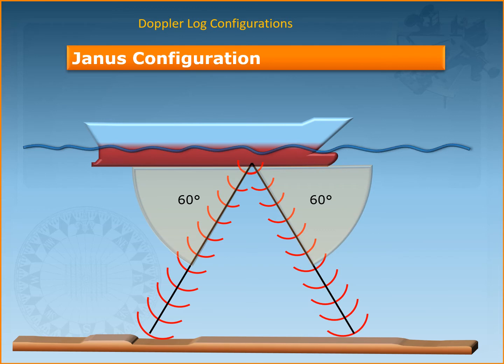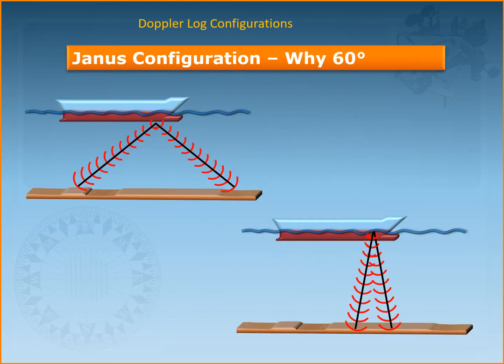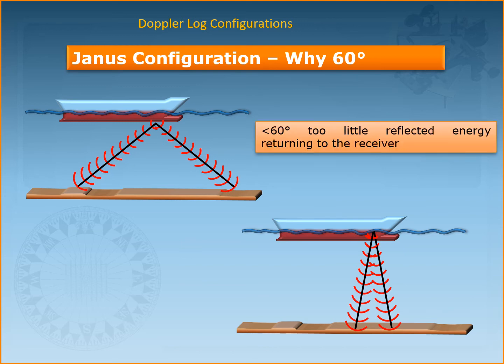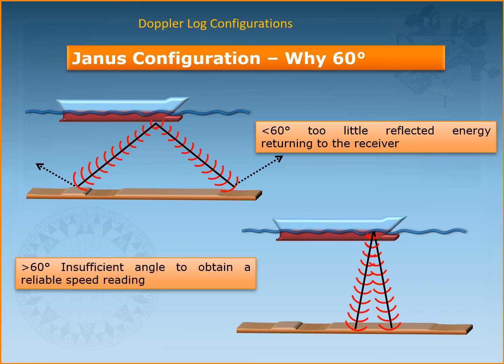The angle of the beam is about 60 degrees to the horizontal. It is not directly perpendicular. The reason for that is that if the beam angle was less than 60 degrees, or let's start with less than 60 degrees or more than 60 degrees, in the first case you can see that too little reflected energy is returned back to the receiver. Alright, if it was more than 60 degrees, then we have an insufficient angle to obtain a reliable speed reading.